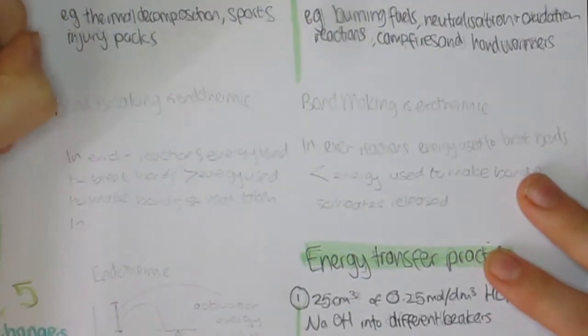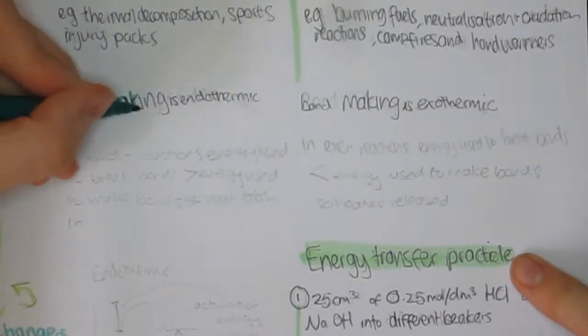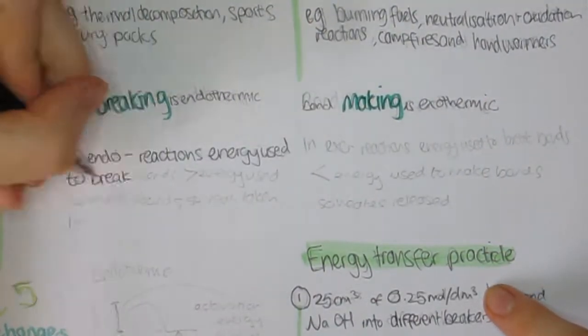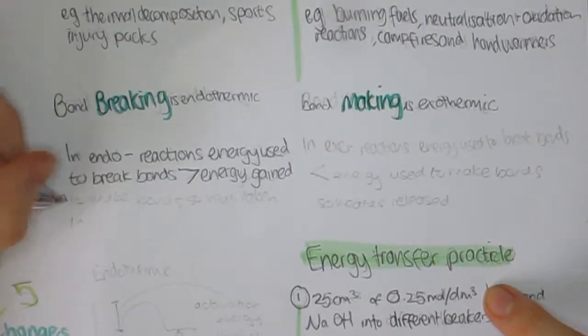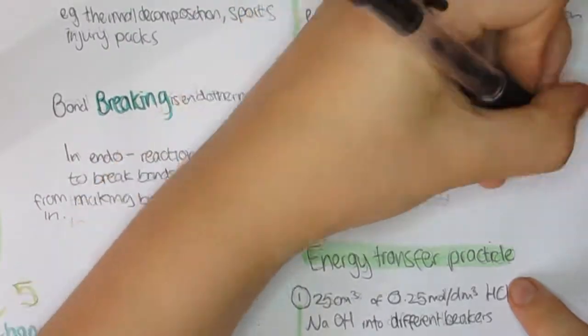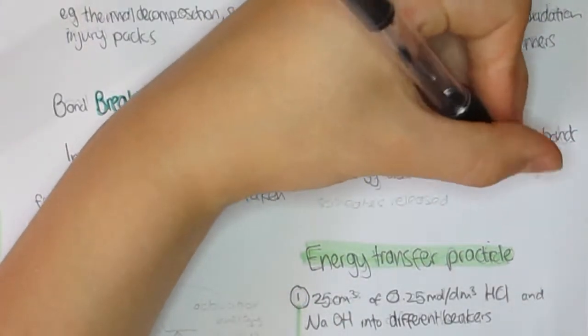During reactions, bonds are broken and formed. Bond breaking is endothermic, and bond making is exothermic. In exothermic reactions, the energy used to break the bonds is less than the energy used to make them, and endothermic reactions vice versa. Reaction profiles can show whether the reaction is endothermic or exothermic.